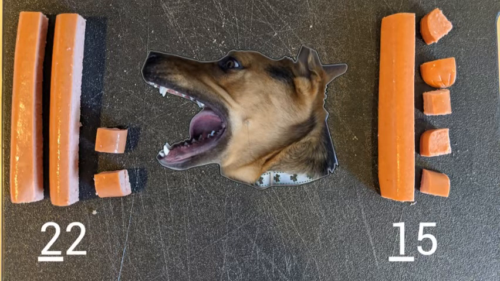We show that by using this symbol. This symbol is the greater than symbol. You can think of it like an alligator mouth, or in this case, a Copper mouth, that likes to eat the bigger number. The number 22 is greater than 15.